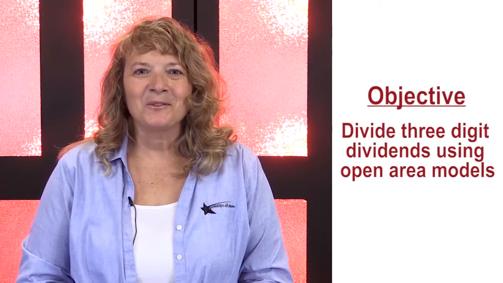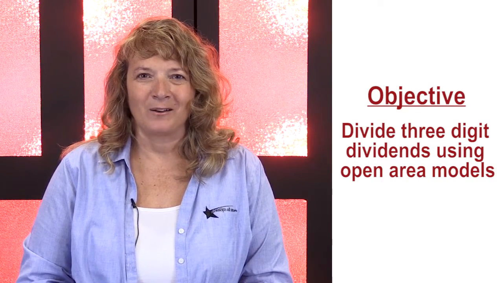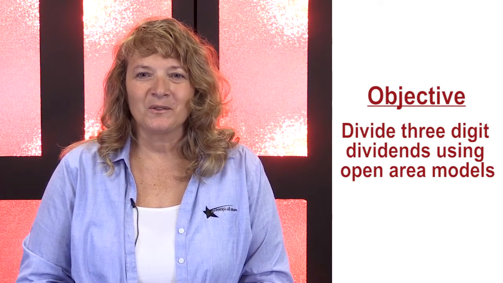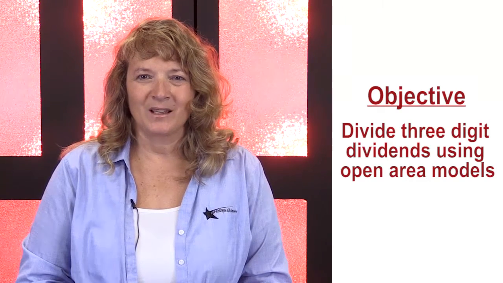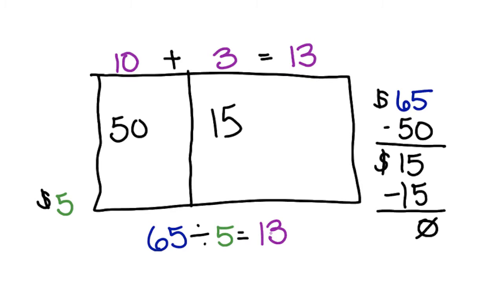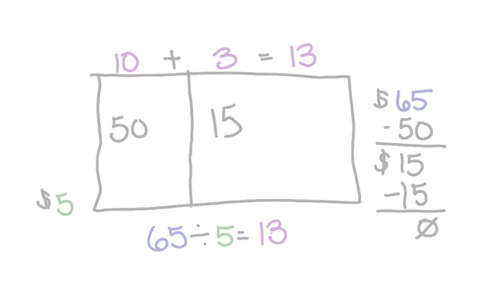In this lesson, students will divide using three-digit dividends using the open area model. With this model, students will subtract out partial quotients, which are multiples of the divisor. In previous lessons, students have learned to divide with both one- and two-digit dividends using the open area model, and we will continue to model with three-digit dividends, or those that extend into the hundreds place value.